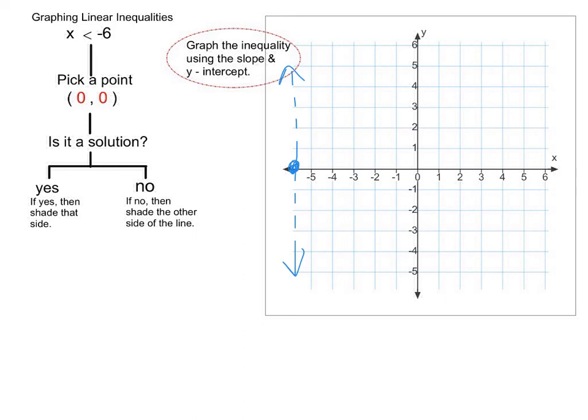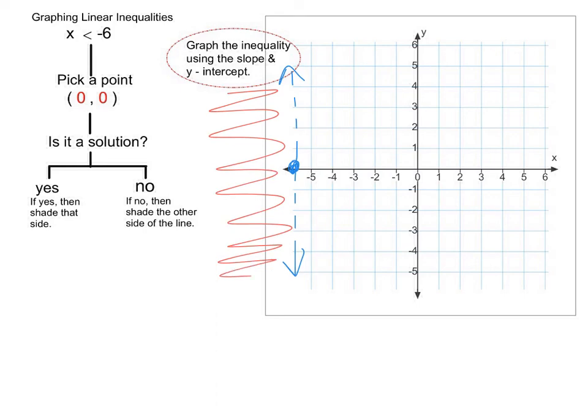Now, again, just like when we drew a horizontal line, plugging in 0, 0 is not really necessary. It's the same thing with a vertical line. It's not necessary. x is less than -6. Where are numbers that are less than -6? -7, -8, -9. So we would shade on this side of our line.